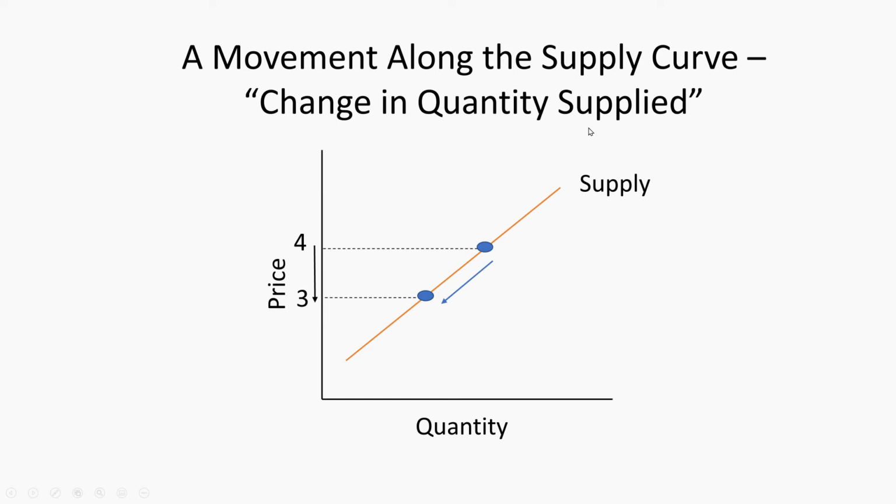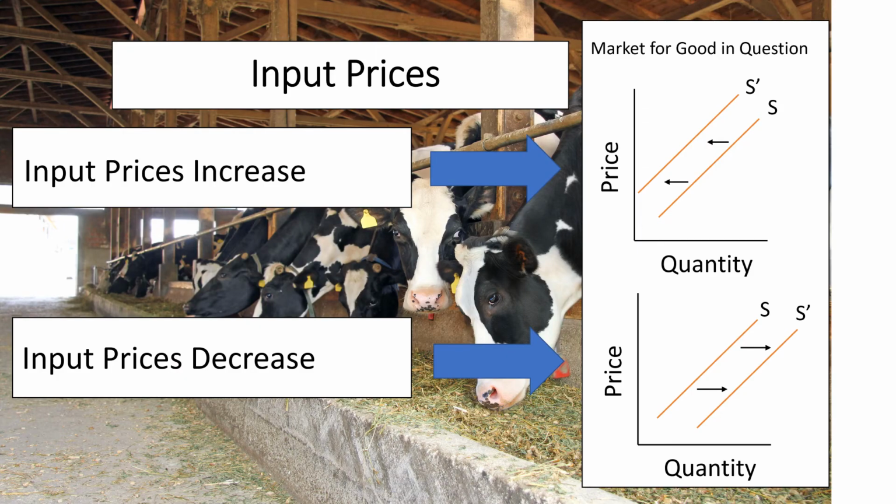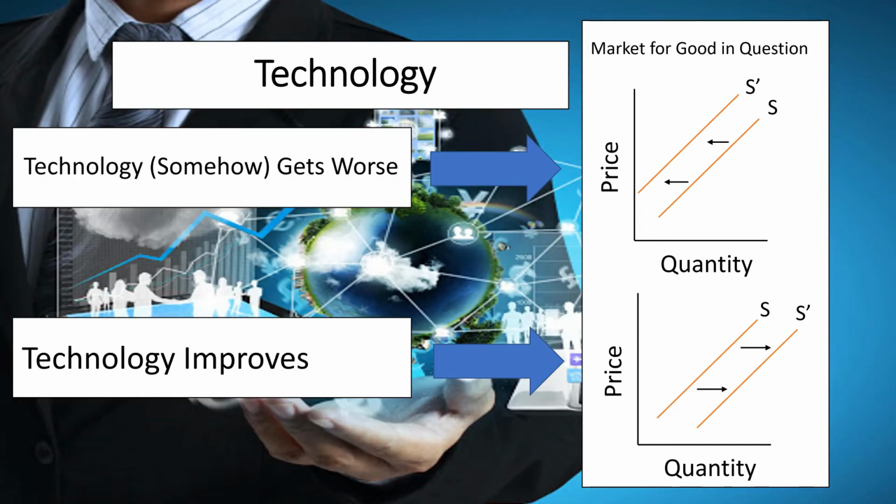Just as in the case for demand, changes in endogenous variables constitute a movement along the curve, while changes in exogenous variables constitute a shift of the curve. Input prices affect supply. Higher input prices lead to more costly production and a leftward shift of the supply curve, while lower input prices mean less costly production and a rightward shift of the supply curve. Further, improved technology leads to a higher supply since production is more efficient with better tech.